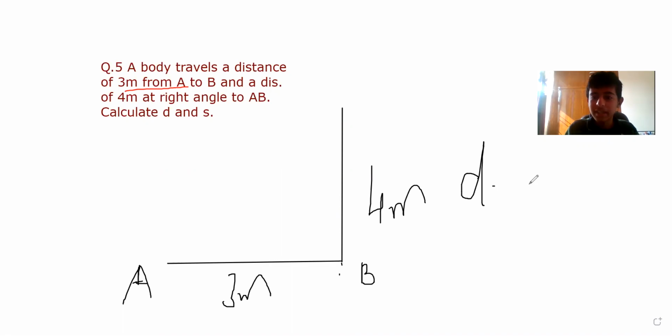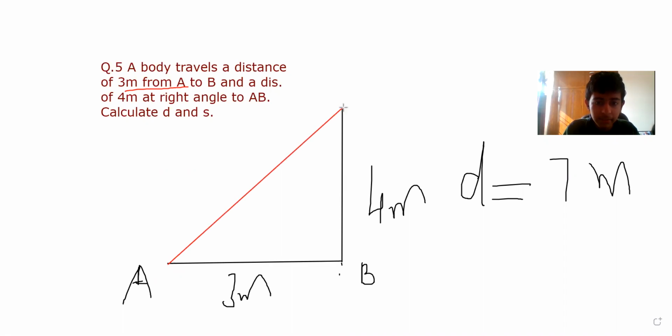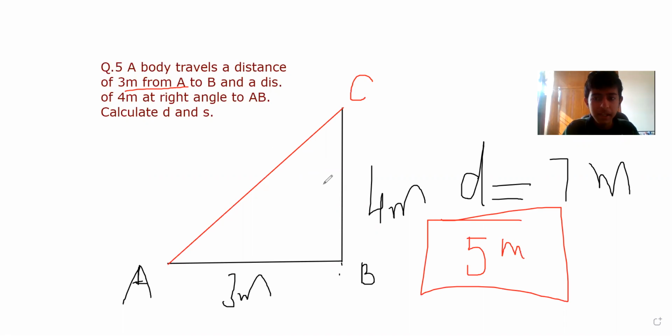So distance is going to be 3 plus 4, that is 7 meter total path. Then what is going to be the displacement? This is the initial position, this is the final position. So the shortest path is going to be this. And as it is a right angle, we are going to use Pythagoras theorem. Let's say this is C. This is a triplet, so the displacement is 5 meter. You can just say AC square is equal to AB square plus BC square. That is 9 plus 16, which is 25. So AC is going to be root of 25, that is 5 meter.